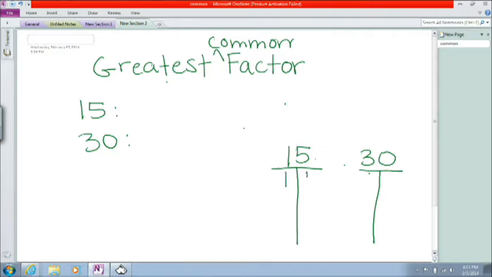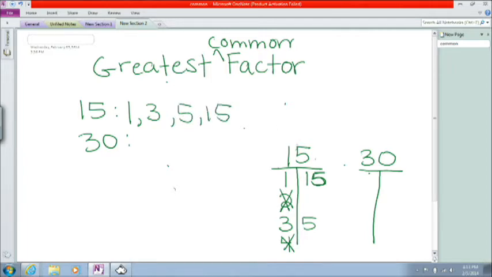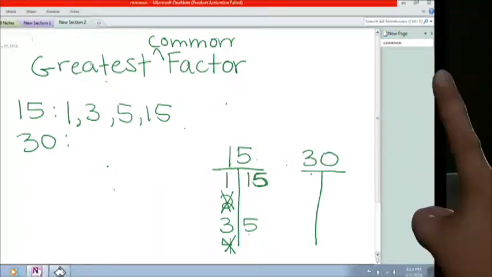Start with 1 and itself. So 1 and 15, because 1 times 15 equals 15. And then 2 doesn't work, it doesn't go into 15. And then we have 3. 3 times 5 gives us 15. And then we know 4 doesn't work, and so we're back to 5. As soon as we've repeated, we know that we've got all the factors. So our list of factors for 15 is 1, 3, 5, and 15. I like the T-chart because it helps you make sure you found all of the factors of 15.